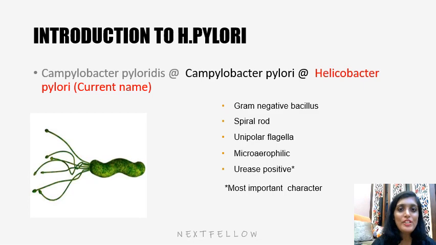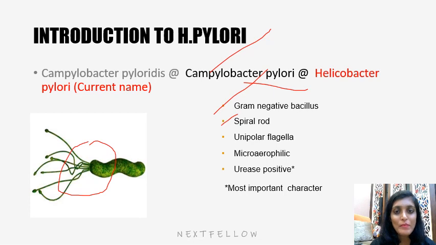A few points about H. pylori, which is Helicobacter pylori. It's a gram-negative bacillus. It is a spiral rod. It has a unipolar flagellum. It is microaerophilic. It is urease positive. Urease positive is the most important character of the H. pylori bacillus.